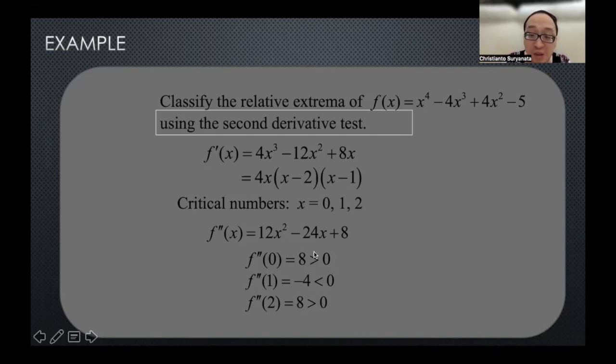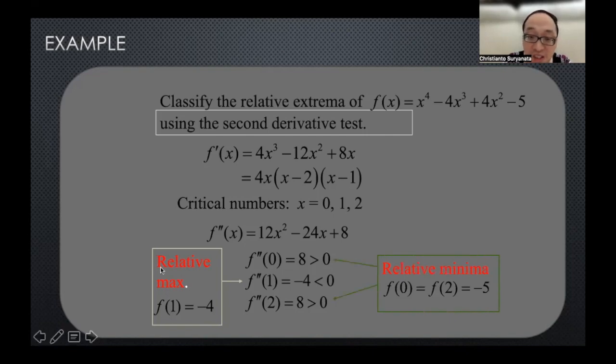So if you remember, when the second derivative is greater than 0, this is a minimum. And when it is negative, it's a maximum. You can see here, the value of the second derivative is negative, so this is a maximum value. And the second derivative when x equals 0 and 2 are positive. So this is maximum, minimum.